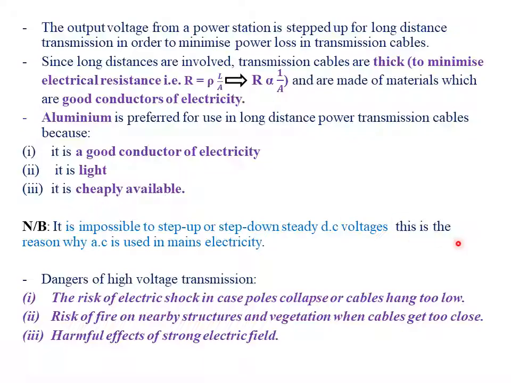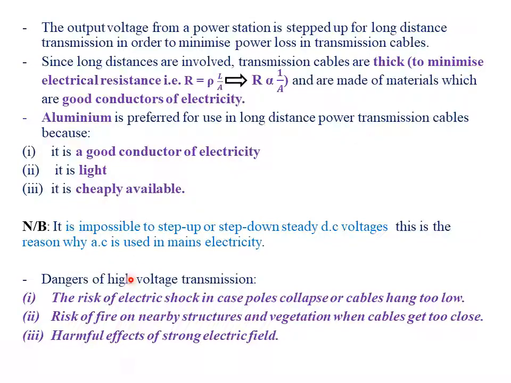Then we are saying that this is the reason why alternating current is used in mains electricity. The reason is because alternating current can easily be stepped up or stepped down. Remember, the importance of stepping up the voltage from the power stations to the local substations or to the local transformers is so as to reduce the power losses on the way. So if we use alternating current, we'll be minimizing power losses on the way, because alternating current can easily be stepped up or stepped down whenever required.